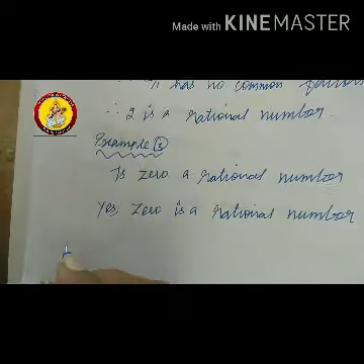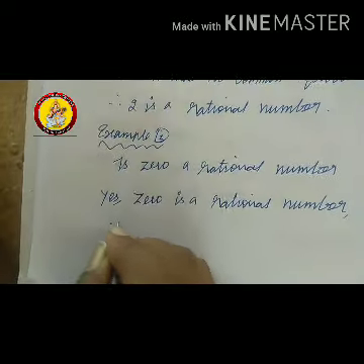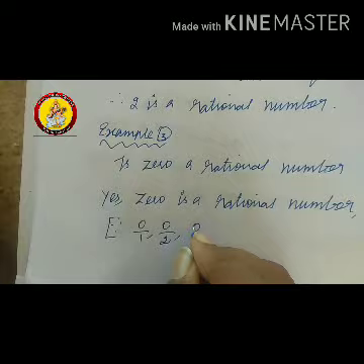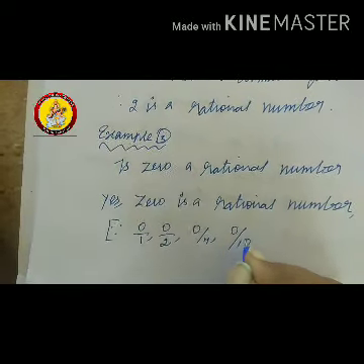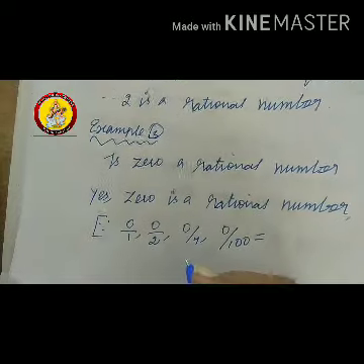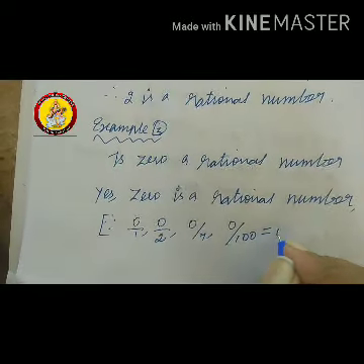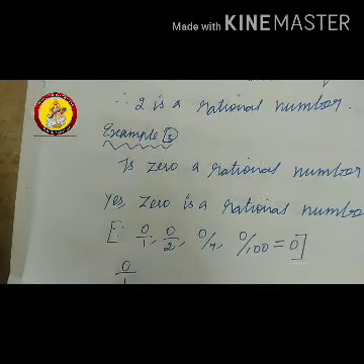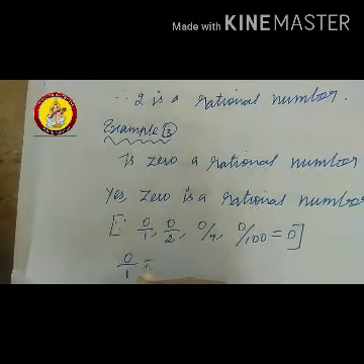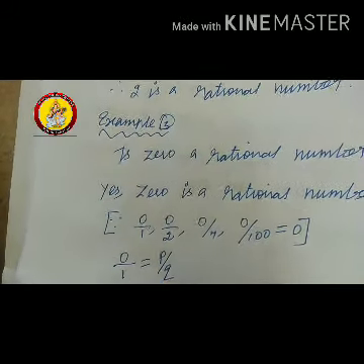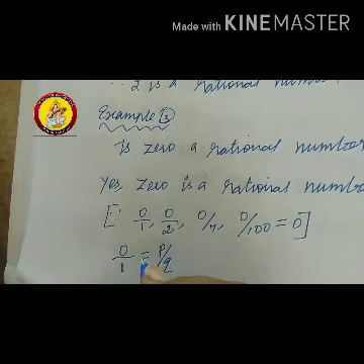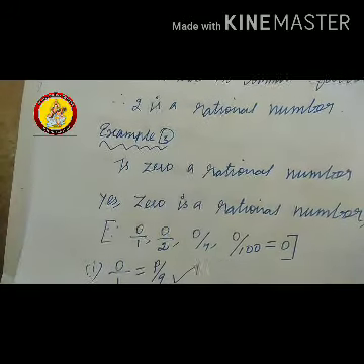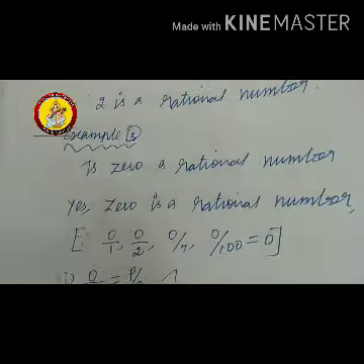Yes, 0 is a rational number because 0 by 1, 0 by 2, 0 by 7, 0 by 100, whatever it may be, 0 by any number in the denominator, the value is 0. Now we are taking any number, say 0 by 1. Which is the format? P by Q, where the numerator is 0 and the denominator is 1. This satisfies the first condition. What's the second condition?